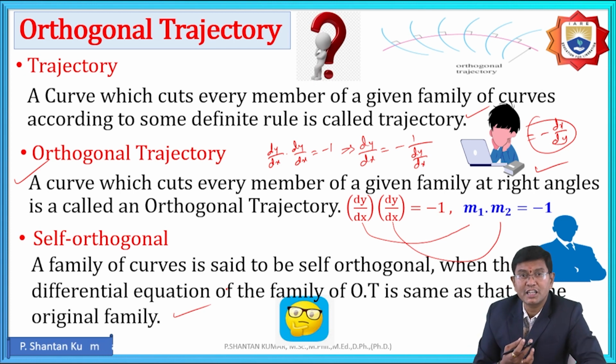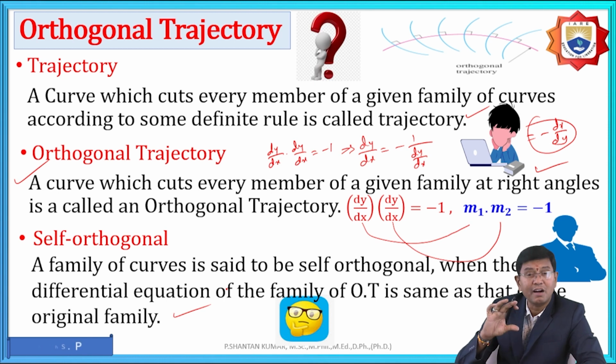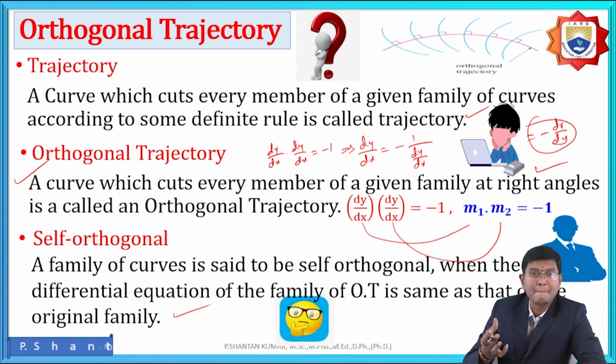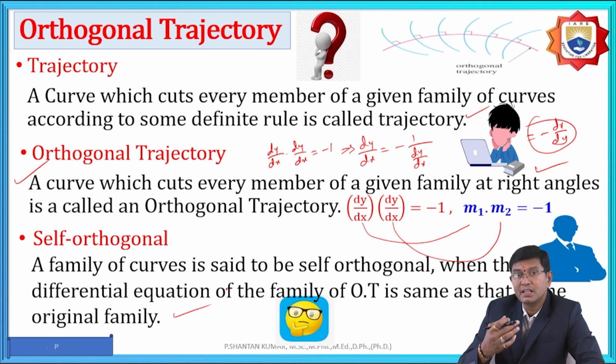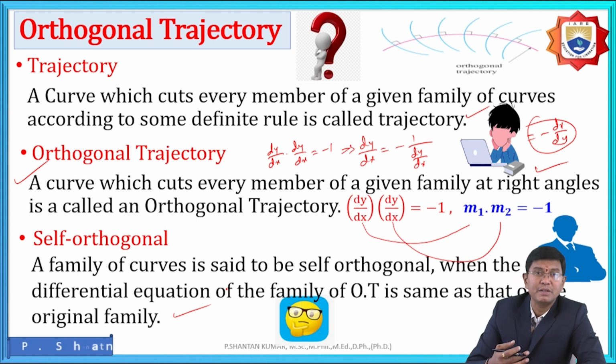Self-orthogonal is nothing but, after formation of the differential equation, when we replace dy by dx is equal to minus dx by dy, we get the same differential equation. That is the meaning of self-orthogonal.